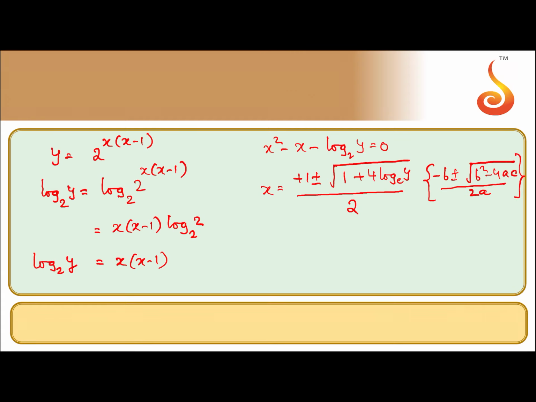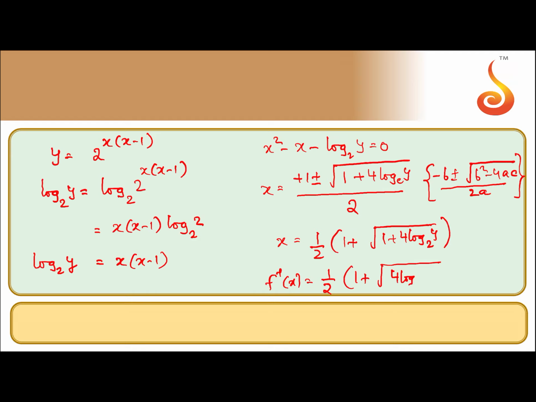Using that, as range is always positive, we take x is equal to 1 by 2 times 1 plus under root of 1 plus 4 log base 2 y. If you write in a proper way, f inverse x is equal to 1 by 2, 1 plus under root of 1 plus 4 log base 2 x. This is the inverse. So domain is also positive, range is also positive starting from 1 to infinity.